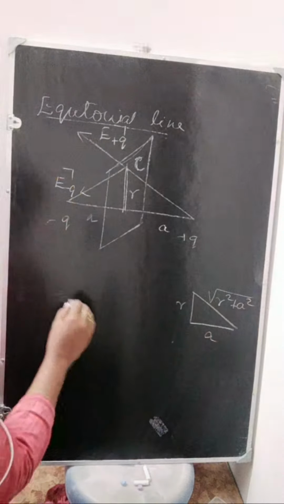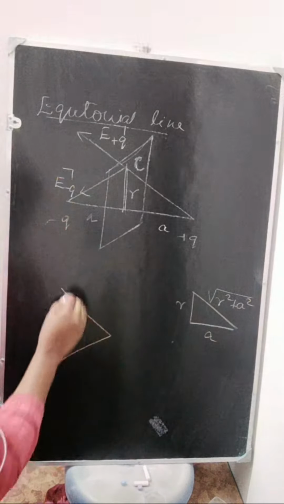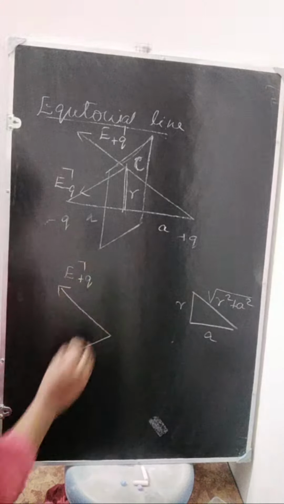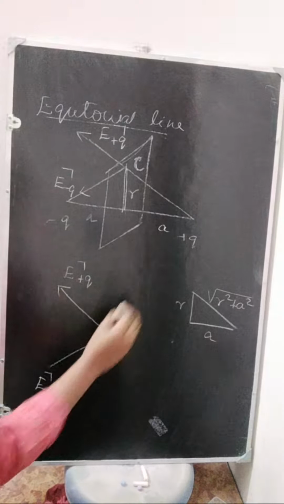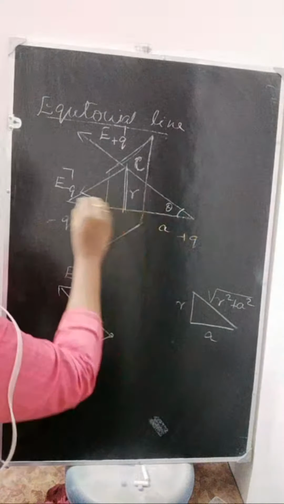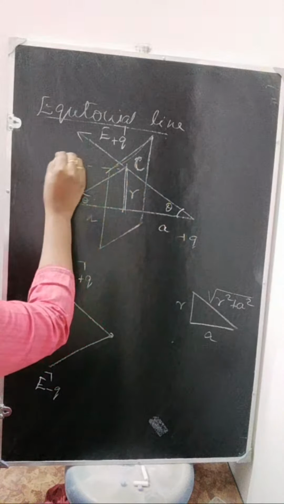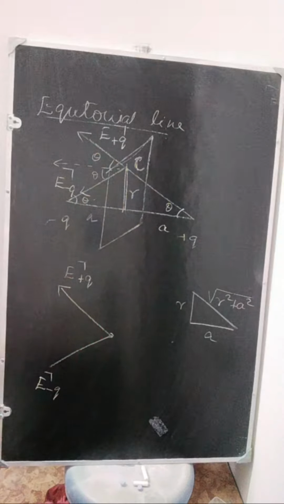Then draw the vectors. What about the two vectors which are going away from and towards the charges? This is E plus q vector and this is E minus q vector. As they are making an angle, this is angle theta and this is also angle theta. If you go for the resultant vector, here also the angle theta, here also the angle theta. We have to consider the angle theta also.